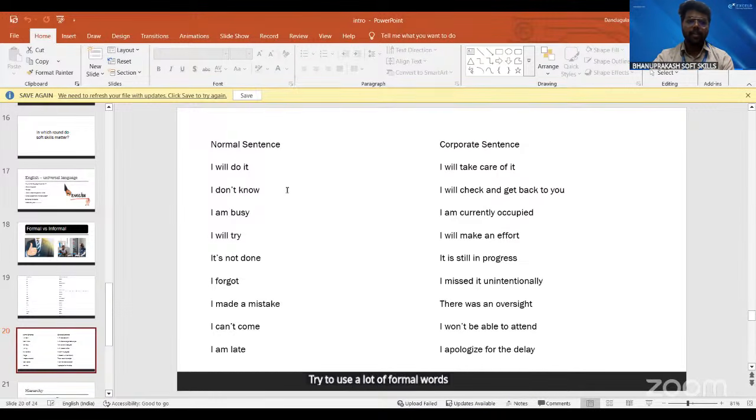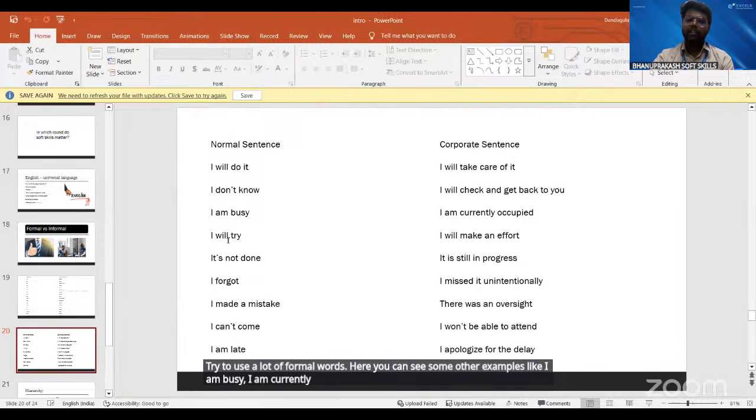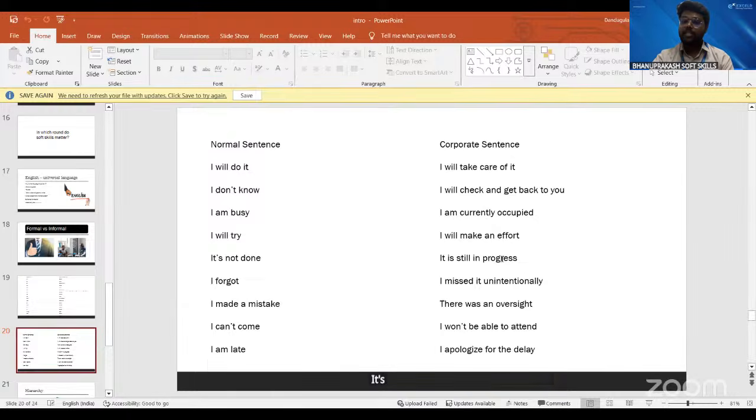Here you can see some other examples: I am busy, I am currently occupied; I will try, I will make an effort; it's not done, it is still in progress; I forgot, I missed it unintentionally; I made a mistake, there was an oversight; I can't come, I won't be able to attend. There are many, so try to learn as many as you can.